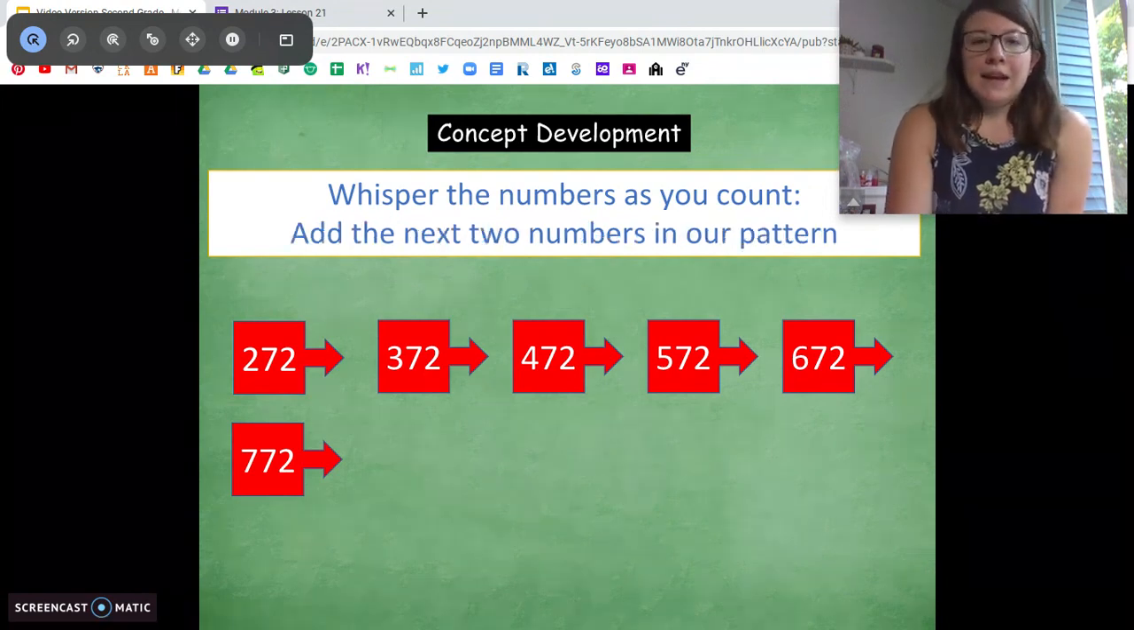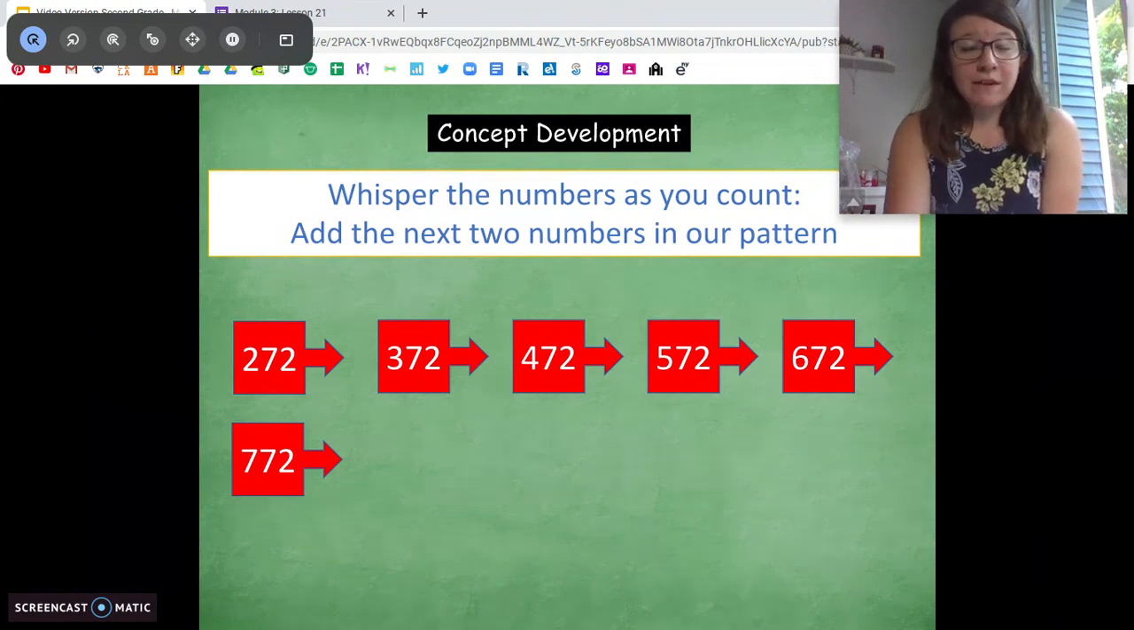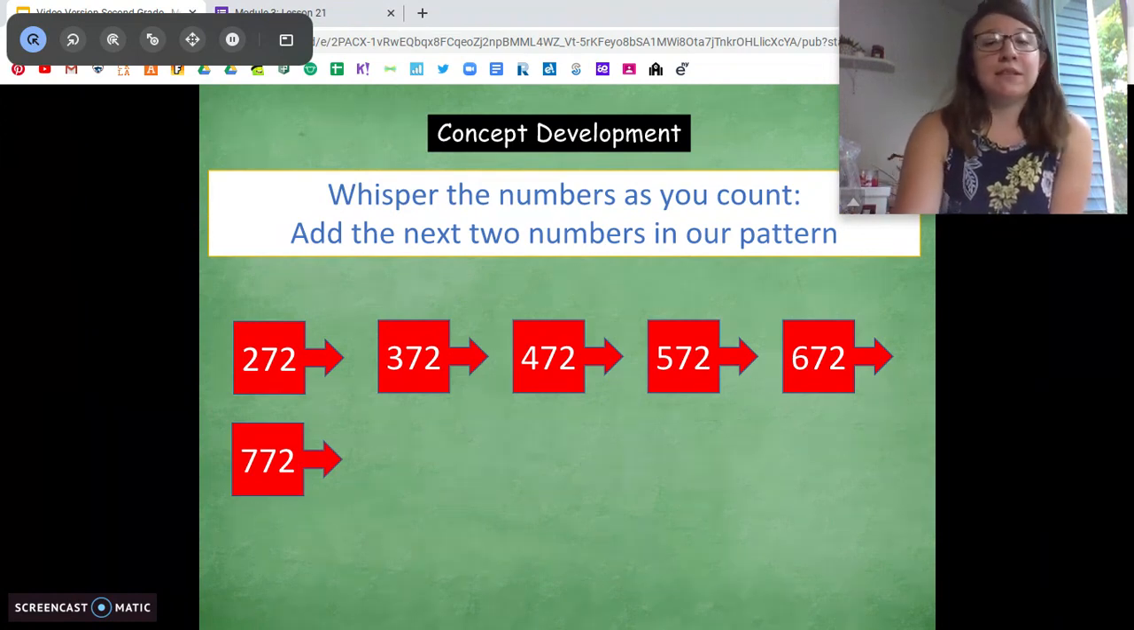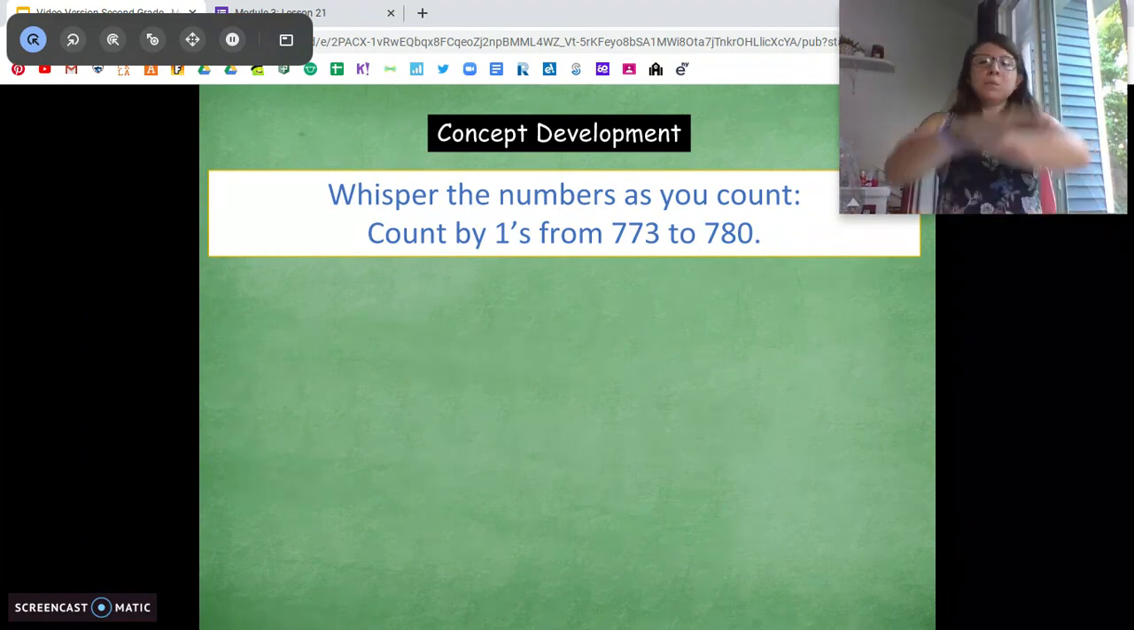All right. Now, we're going to add the next two numbers in our pattern. Our pattern is what? What are we counting by? 100. Very good. So add those hundreds discs on. We're at 772, 872, 972. Awesome.